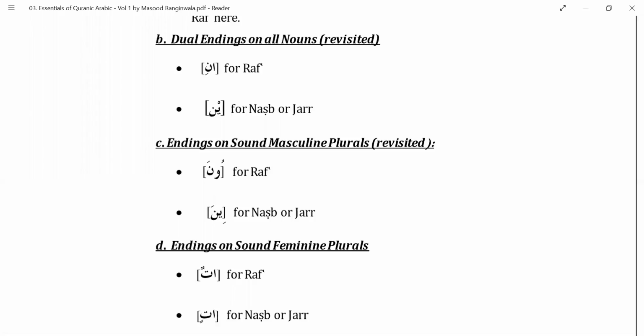All these combinations are suffixes. You will find them at the end of a word. So whenever you hear ani at the end of a word, like muslimani, it means 2 Muslims. When 2 Muslims are doing some action, you will use muslimani. When an action is being done on them, you will not say muslimani. You will say muslimaini. Aini is for nasb or jar. Same thing, una, ina. Una ending, muslimuna, is rafa, muslimina is nasb or jar. Both are plural, masculine plural.